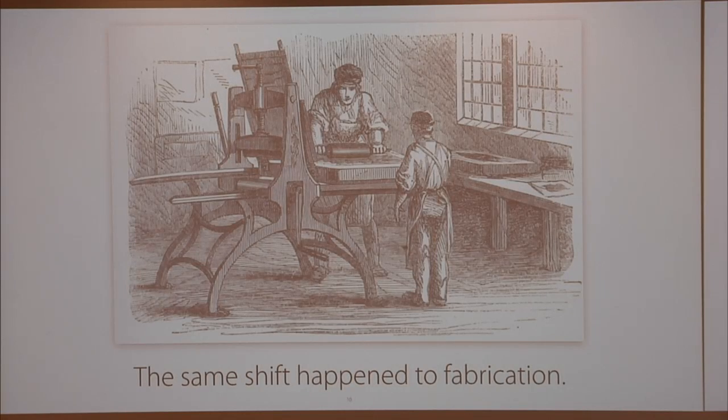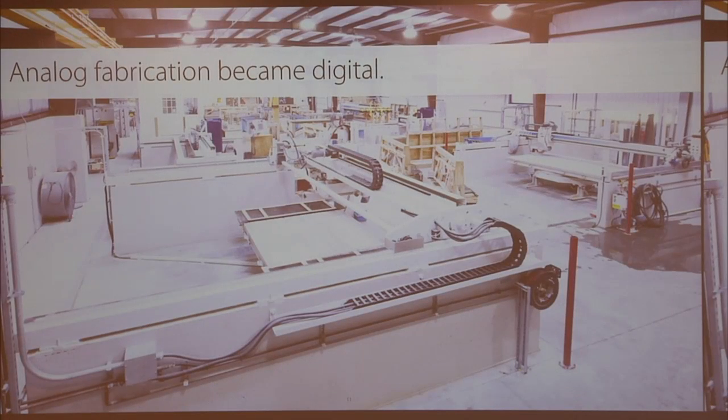So digital data is recoverable, as we know. It's lossless, transferable, and cheap, and fast, and therefore ideally suited for reproduction and mass production. And this aspect started a similar shift from analog to digital in the field of fabrication. And this is where we're going now, towards fab labs.